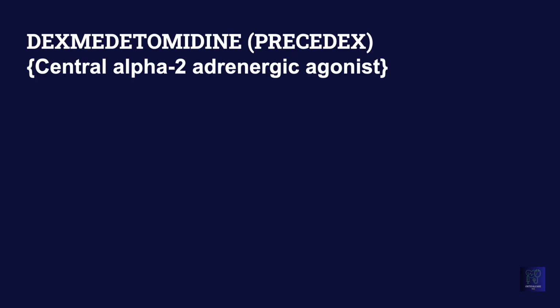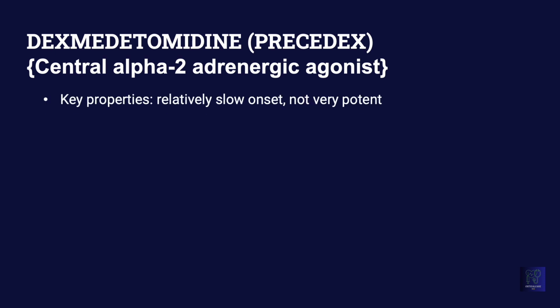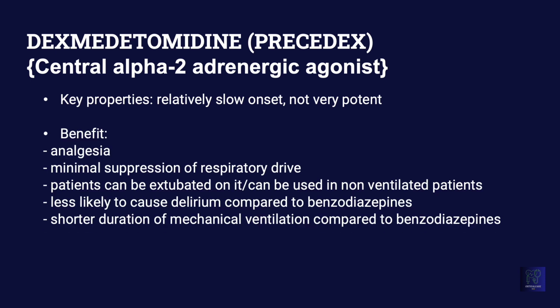Dexmedetomidine, or Precedex, acts via stimulation of central alpha 2 receptors. Its key properties are that it has a relatively slow onset of action and it is not very potent. Despite these shortcomings, Precedex is a very popular agent in the ICU because it has several benefits. It provides analgesic effects. It does not suppress the respiratory drive. Therefore, patients can be extubated while on Precedex, or it can also be used in patients who are not on the ventilator. It is less likely to cause delirium, especially compared to benzodiazepines.